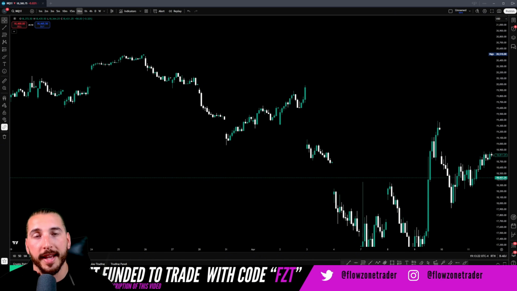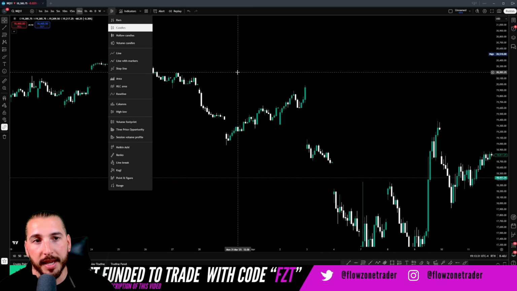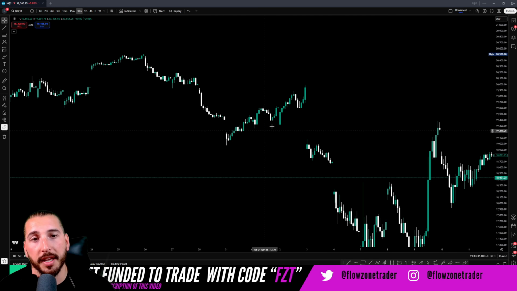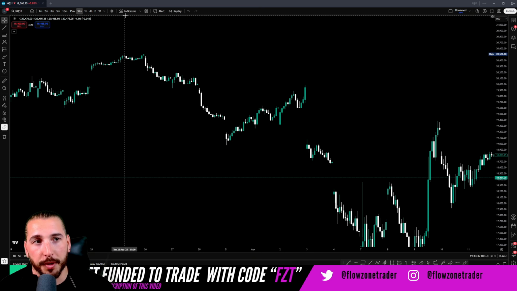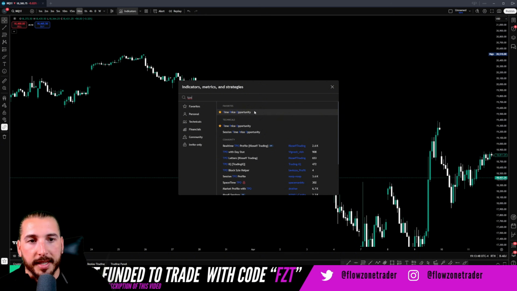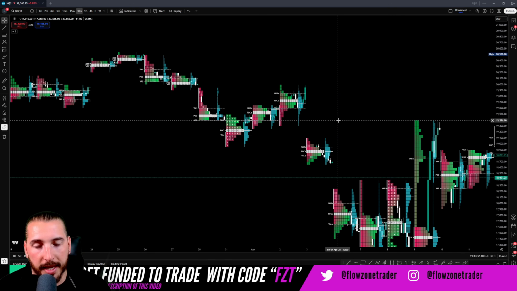Now, there are two ways of loading the TPO onto your chart. The first would be to come up here where it says candles and go all the way down to time price opportunity. But what I prefer to do is load it as an indicator so I can overlay it over my actual candle structure. So you go to indicators, type in TPO, and you see it right here, time price opportunity, and pop that onto your chart. And it will look something like this, okay?